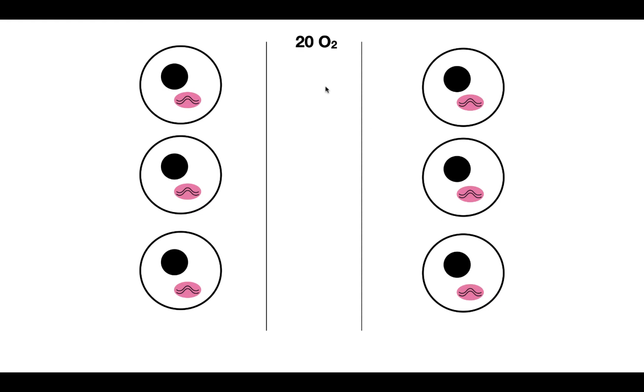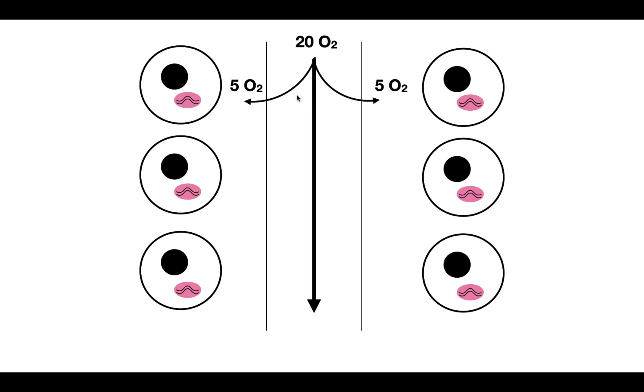So in this example, we're going to start off with 20 oxygen molecules. Now, as we move down the blood, these 20 oxygen molecules are going to be depleted. So in these cells, each of these cells will maybe take 5 oxygen molecules. So now we only have 10 oxygen molecules left in the blood.